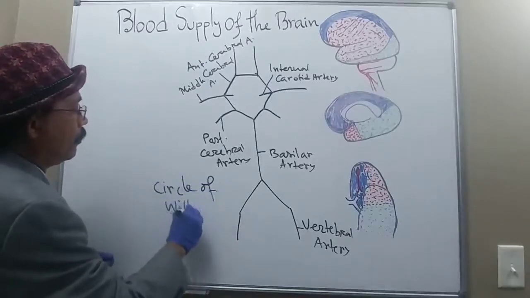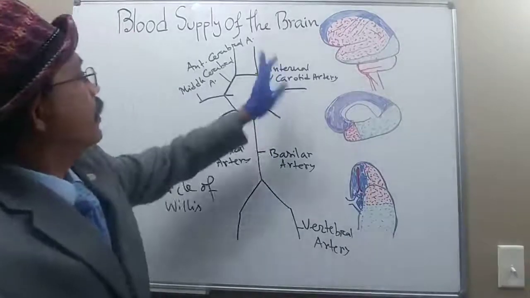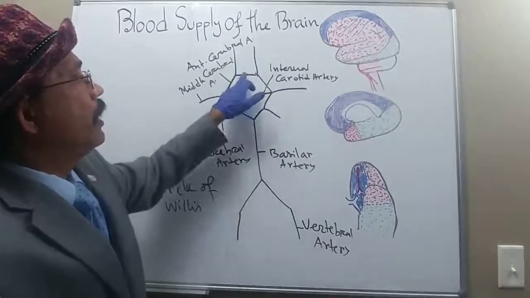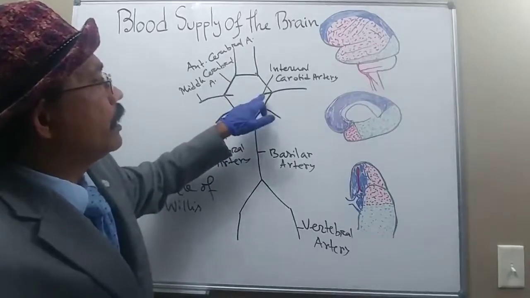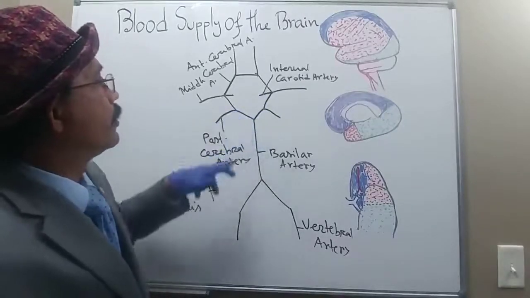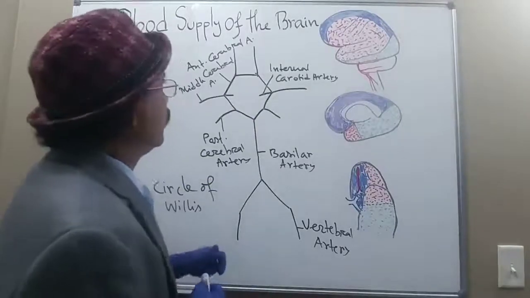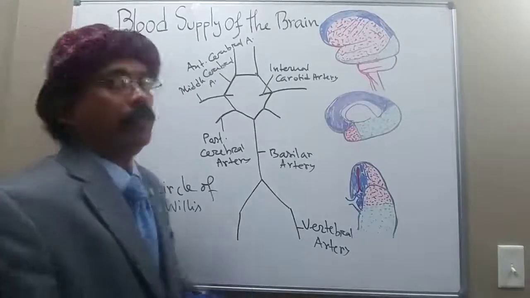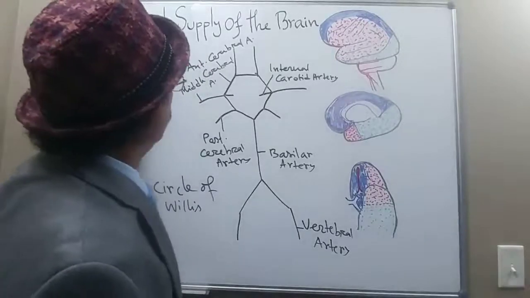So we'll go from here, from the circle of Willis. We have the anterior cerebral artery here, and the anterior communicating artery. We have the posterior communicating artery connecting the internal carotid artery to the posterior cerebral artery. So we got the circle of Willis, and then we'll go to the blood supply of the brain and brain stem.